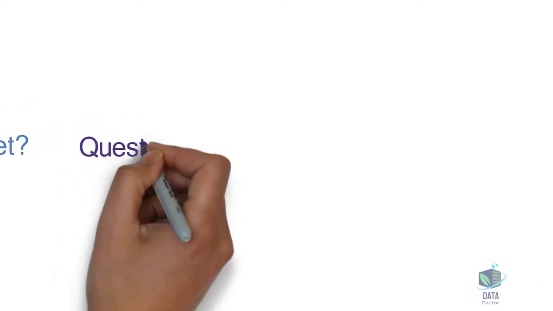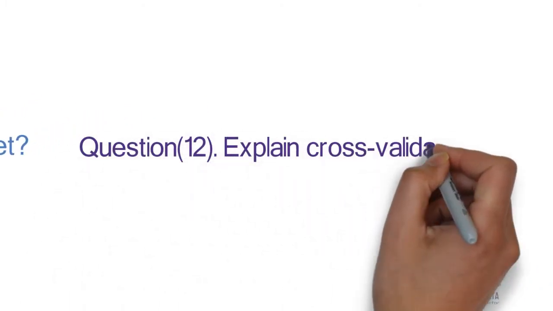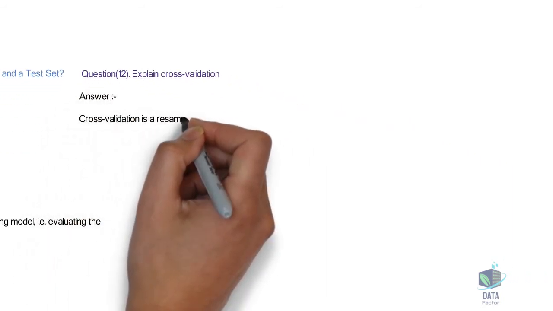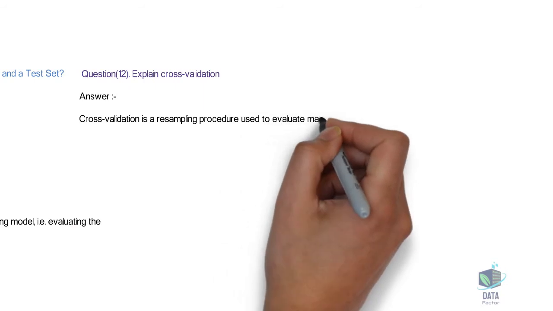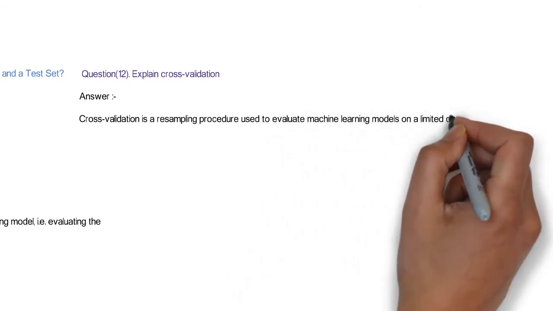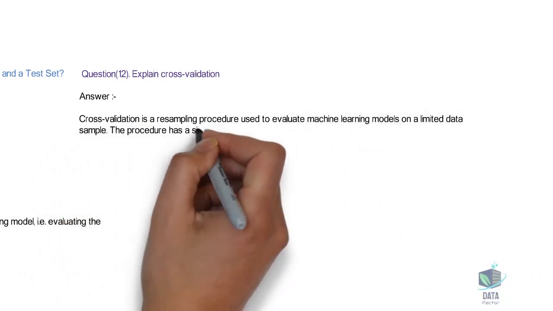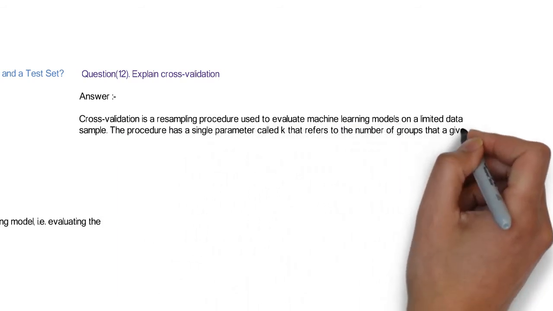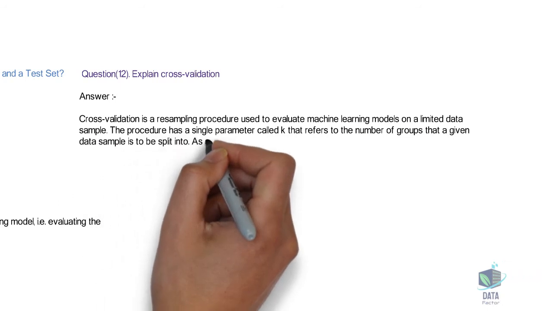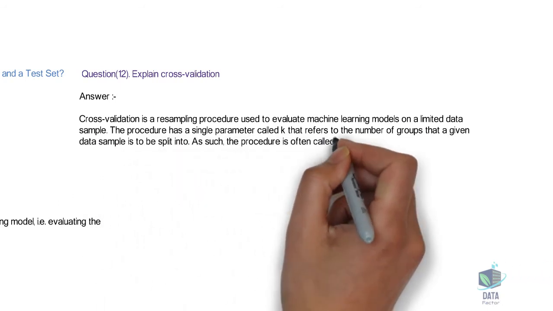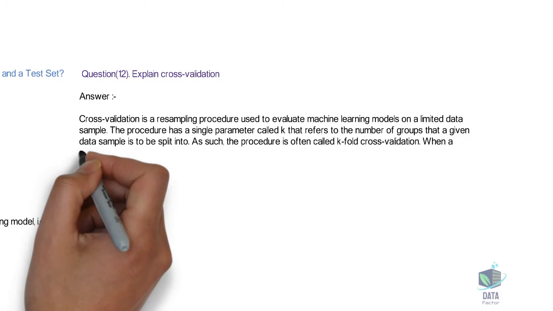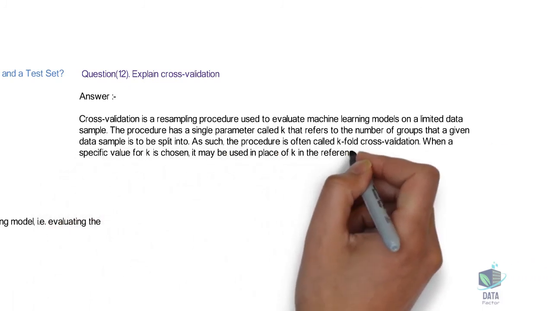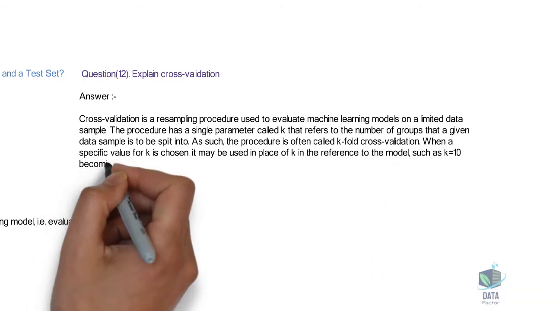Question 12. Explain cross-validation. Answer: Cross-validation is a resampling procedure used to evaluate machine learning models on a limited data sample. The procedure has a single parameter called K that refers to the number of groups that a given data sample is to be split into. As such, the procedure is often called K-fold cross-validation. When a specific value for K is chosen, it may be used in place of K in the reference to the model, such as K equals 10 becoming tenfold cross-validation.